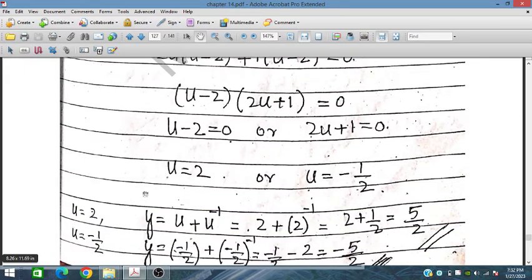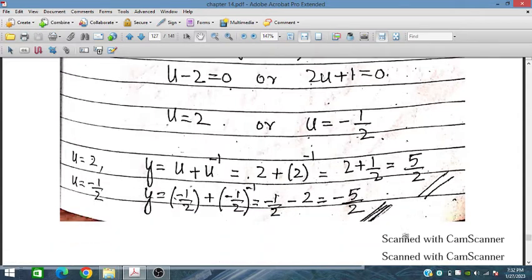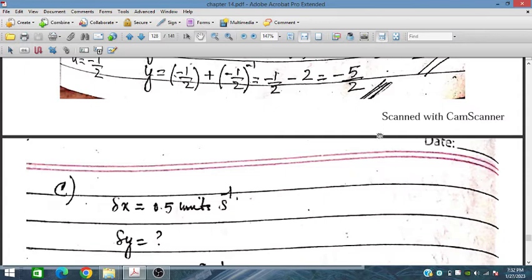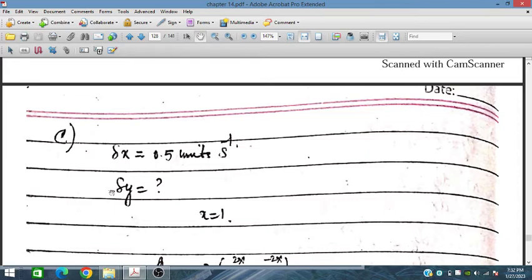So if u is equal to 2, then y is equal to u plus u inverse, and this is 5 by 2. If u is equal to minus half, then y is equal to minus 5 upon 2. So this is part B, and in part C the incremental change in x is minus 0.5 units per second, and we have to find the change delta y.